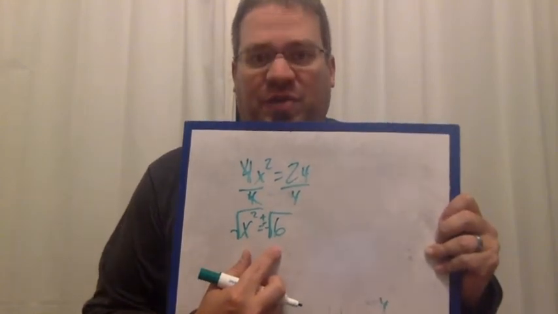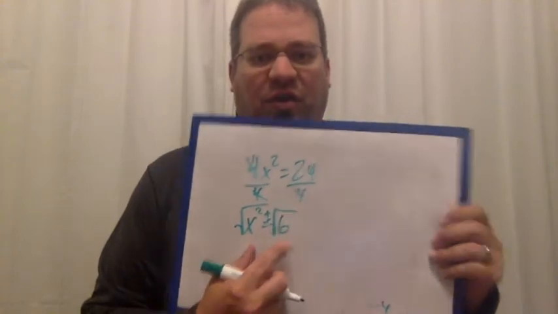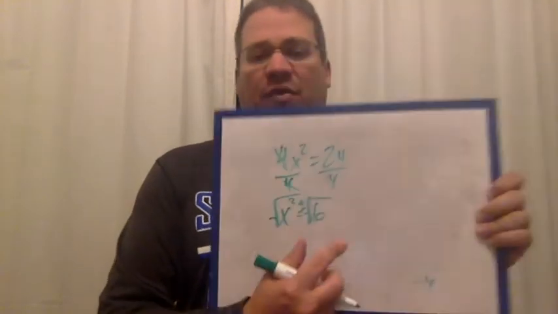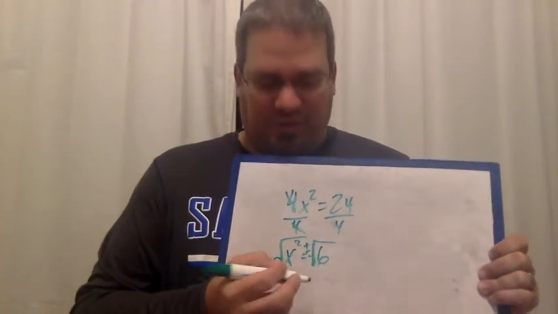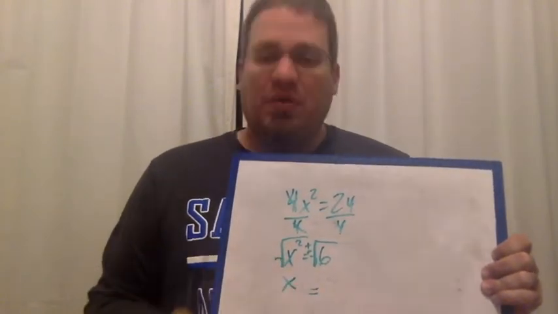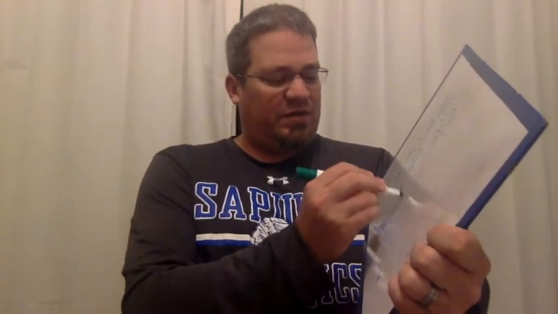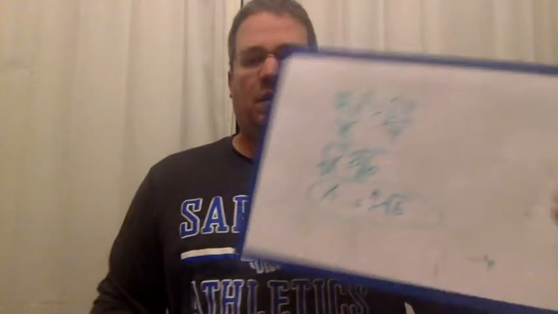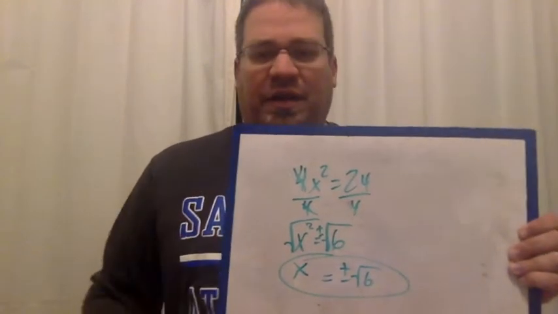4 is the smallest perfect square that I can simplify, and it doesn't divide into 6 at all. So this ends up being my answer. The square root of x squared is x. And then the square root of 6 is just plus or minus the square root of 6. I'll leave it alone. If I can't simplify it, that's as simplified as it gets.